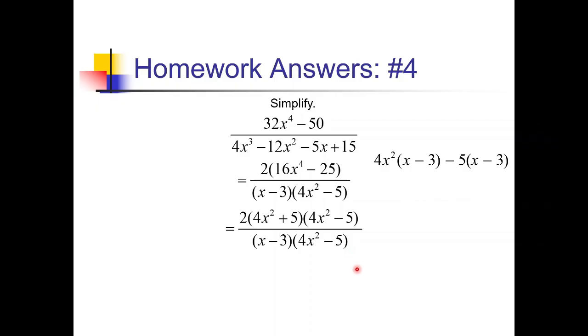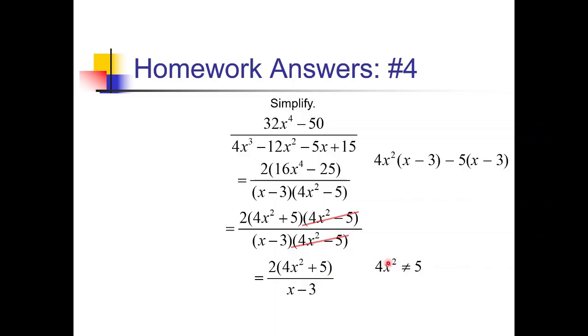But now I noticed, since I factored that, these 4x squared minus 5's can actually cancel out. So for my numerator then, I just have 2 parentheses 4x squared plus 5 and an x minus 3. Now since I did cancel out this other term, there's some x values I'm going to need to exclude from my final answer. To figure out what they are, let's set this expression not equal to 0, and then I can add 5 to the other side.